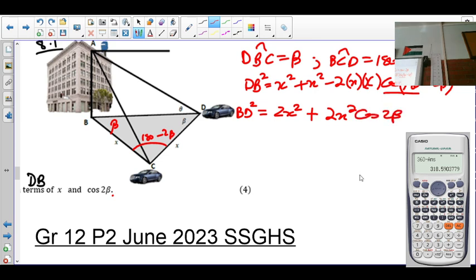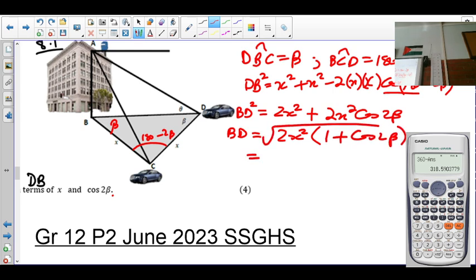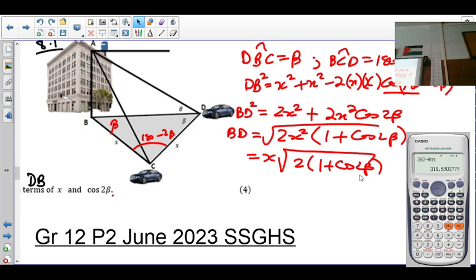They didn't ask you for BD squared. They asked you for BD. So I'm going to take the square root of both sides. I'm also taking out 2x squared as a common factor. You could have also taken out x squared, it makes no difference. So that is going to be 1 plus cos 2 beta. And if you apply the square root, it will be x root of 2 into 1 plus cos 2 beta. That's number 1.